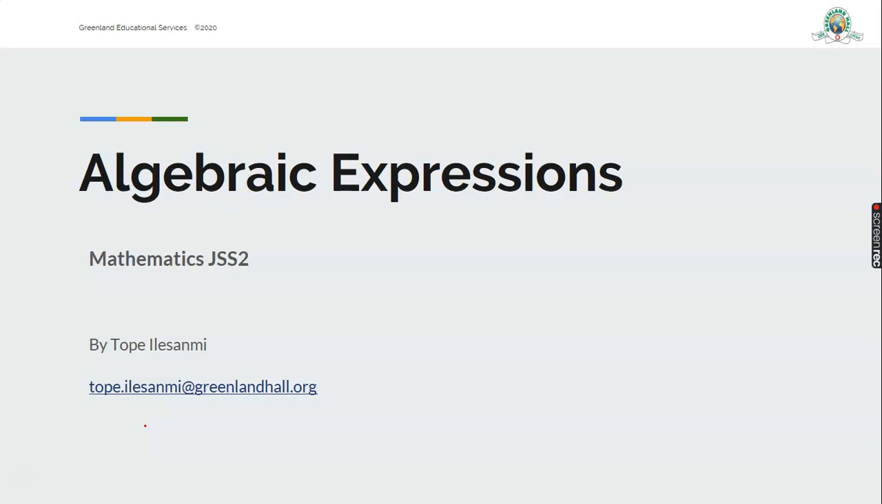We are going to continue from where we stopped, which is algebraic expressions. My name remains the same, Ilesomitope Joseph.